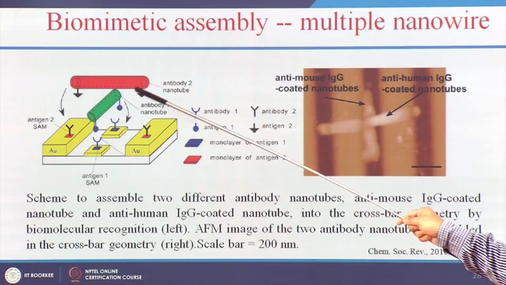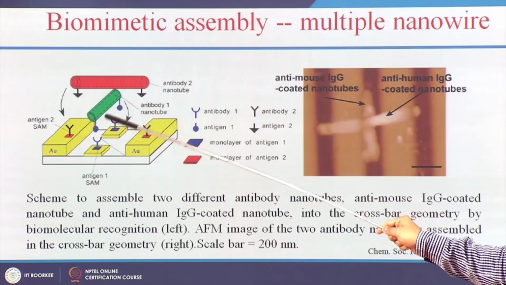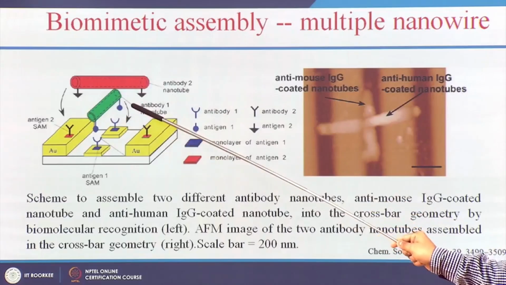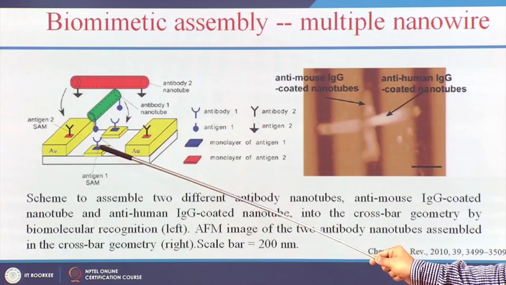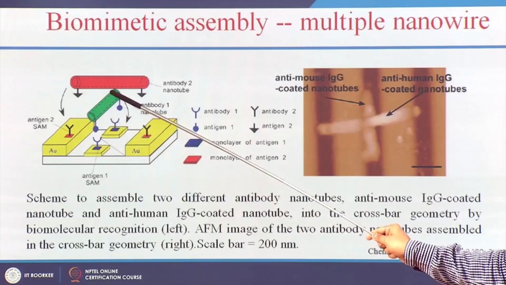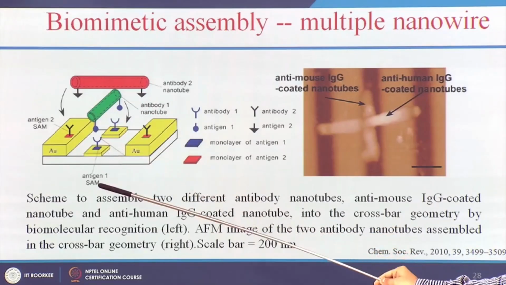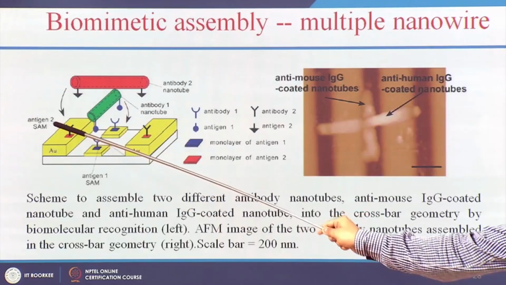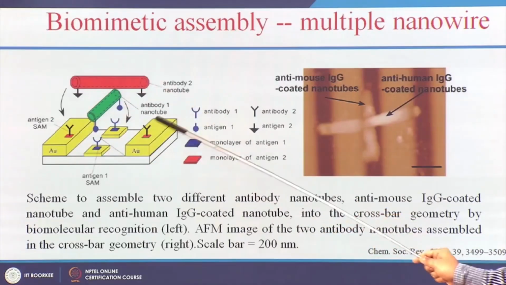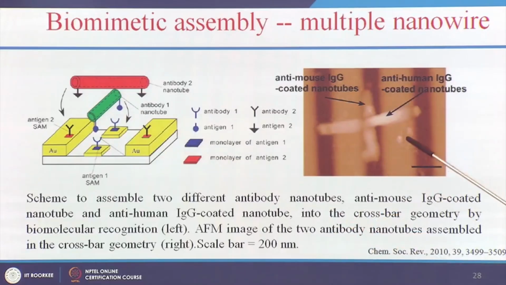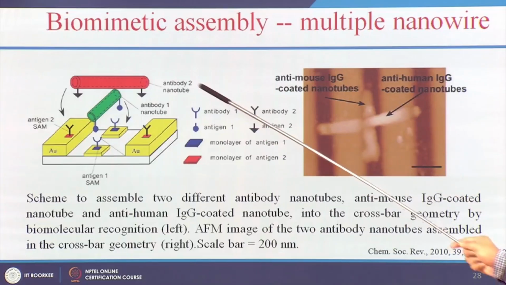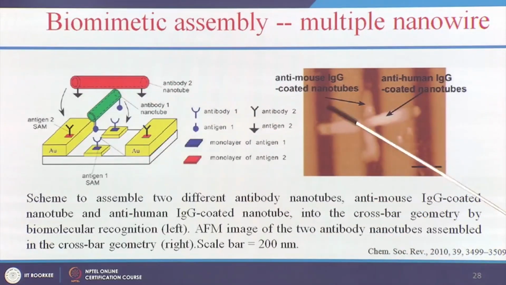Here you can see one peptide nanotube and this is another protein-based nanotube, and these have antibodies specific for various antigens. So, this green tube will come and bind to antigen 1, and this red tube will come and bind to antigen 2. Okay. So, when they bind, it forms this kind of structure. Under the AFM, you can see this cross structure. Using this kind of approach, we can assemble the peptides and make multiple nanowires, which will have very good applications in making various electrical devices.